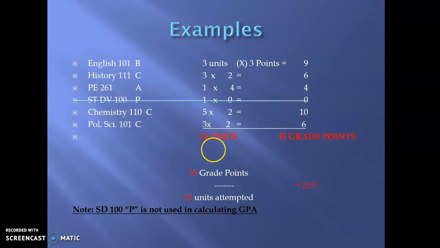So for this semester, the student attempted 16 units total. But since we are not calculating Student Development 100, for the purpose of the GPA calculation, we will only count 15 units attempted. Then we will add up all the grade point values for all the courses we get. So all these point values is 35. And then we divide it by the units attempted. So 35 divided by 15 units attempted for the semester, and the student's semester GPA is 2.33.